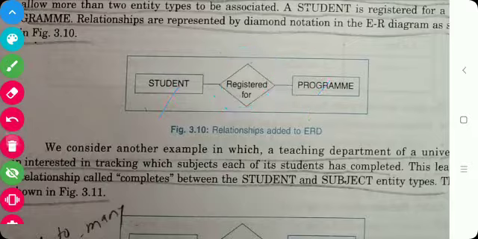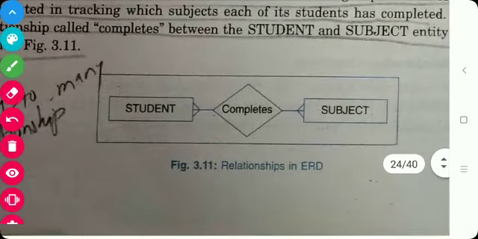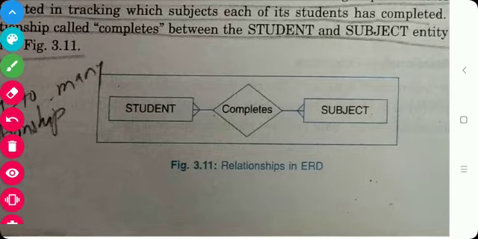So we can consider another example also. This is another example: student completes subject, in which a teaching department of a university is interested in tracking which subjects the students have completed, meaning which subjects are completed by which students. So here the relationship is completes. Okay, and the entity types are students and subjects.